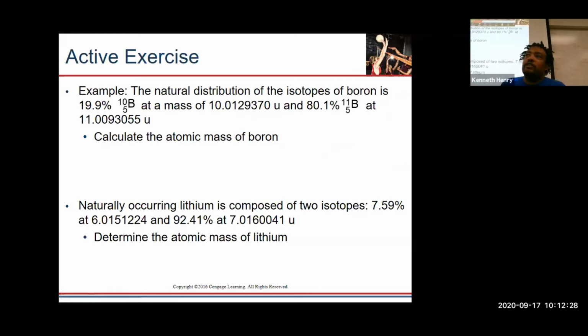So let's test out your skills. Here's the question. The natural distribution of isotopes of boron is 19.9% boron 10 at a mass of 10.012937 units and 81.1% boron 11 at 11.0093055 units. Calculate the atomic mass of boron.